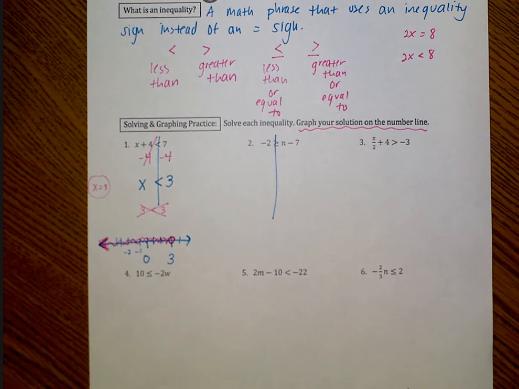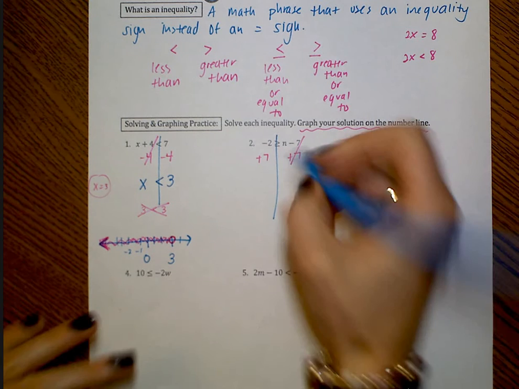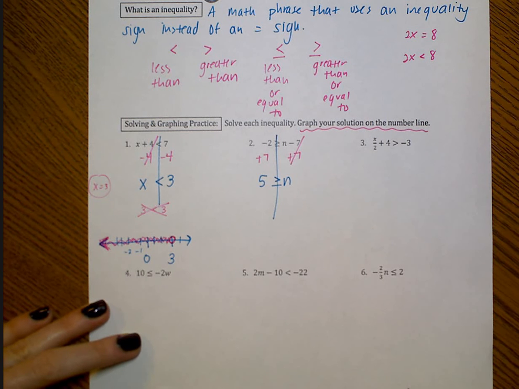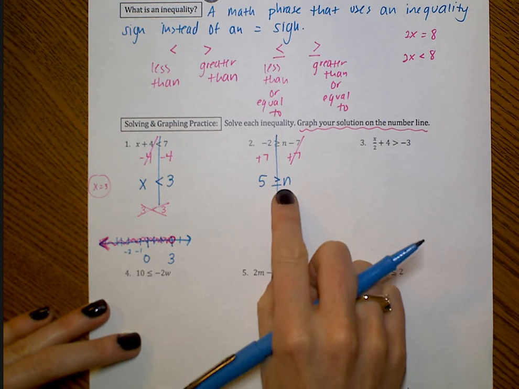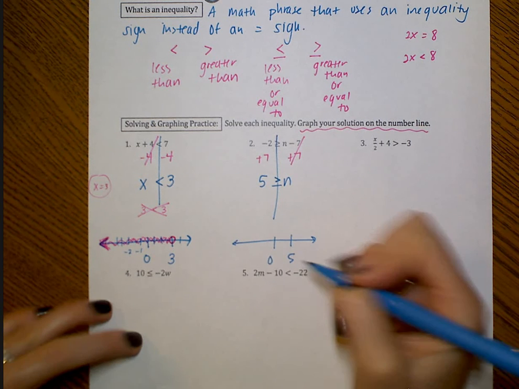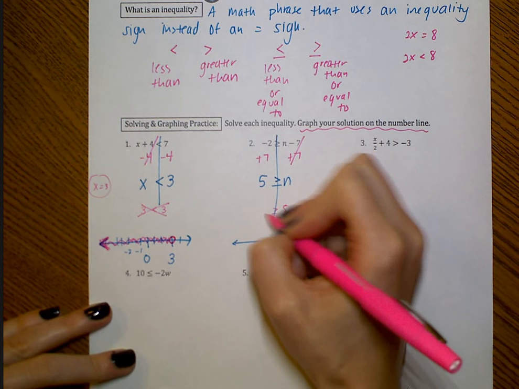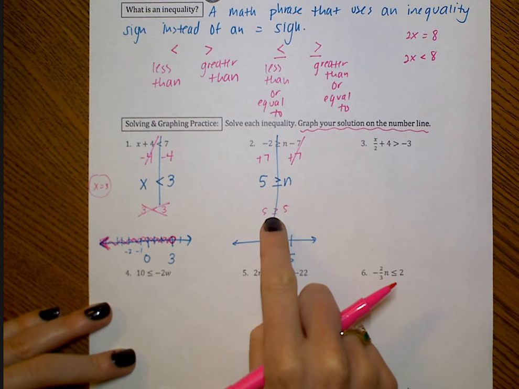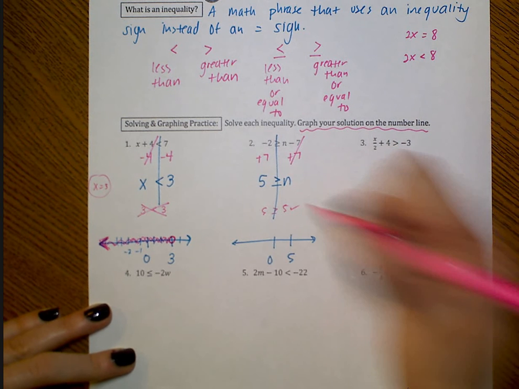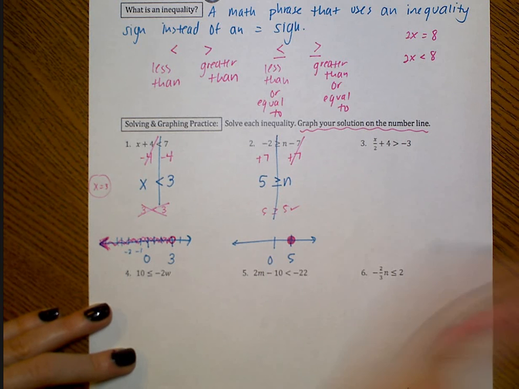You need to solve for n, so I'm going to start by adding 7. And I get n, bring my sign down, and that's 5. Okay, as soon as I have n by itself, I'm done, but now I need to graph it. Now, this time, if I plug in 5, if I think about numbers that work, this time 5 is less than or equal to 5. So that or equal to makes this work. So 5 is a solution. So I want to put a closed circle above 5.